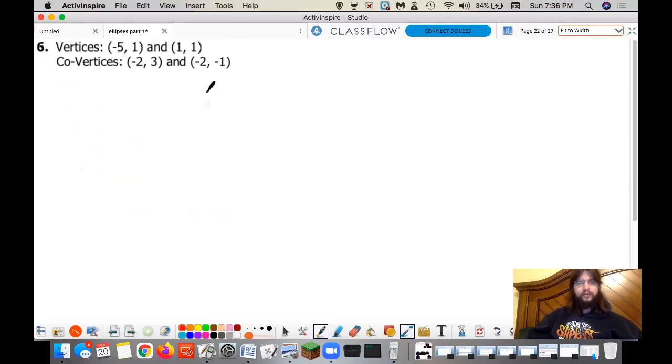Okay, these might be a little more interesting. And yes, you might notice, since we're doing only horizontal and vertical ellipses, for one of them, the y values are going to be the same. For the other one, the x values are going to be the same. So that's going to be my center.